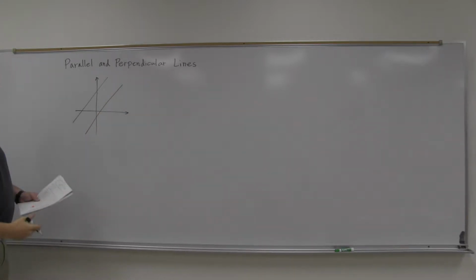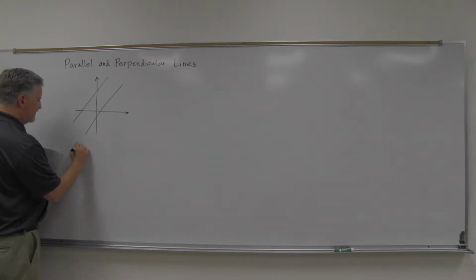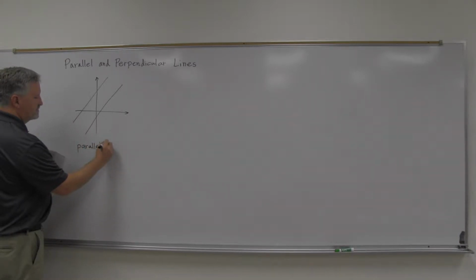And so, of course, they're both slanted the same way, and so parallel lines are going to have, how is their slope going to be related? Same slope, yeah. So parallel lines have the same slope.